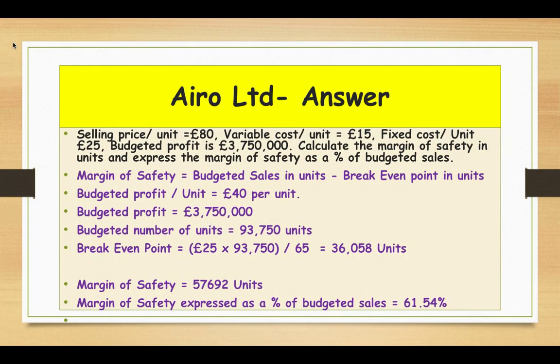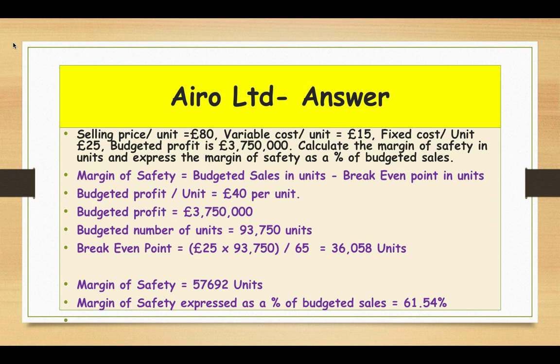Okay, we are going to do this Aero Limited example. A quick summary of the question. Selling price, variable cost and fixed cost per unit are given. Also the budgeted profit is given, which is 3.75 million. Now we need to calculate the margin of safety in units and also as a percentage of budgeted sales.